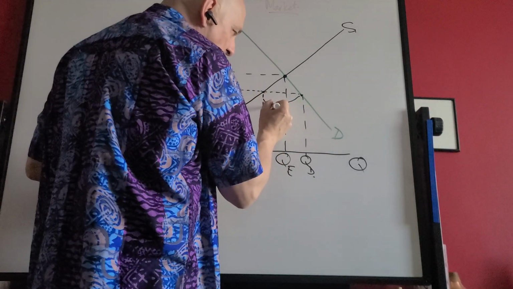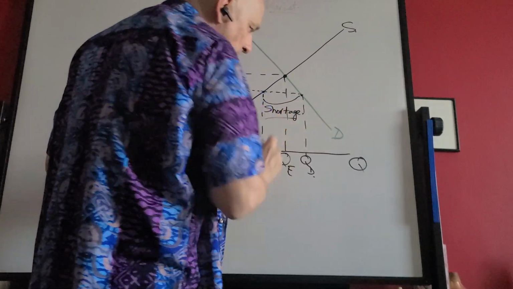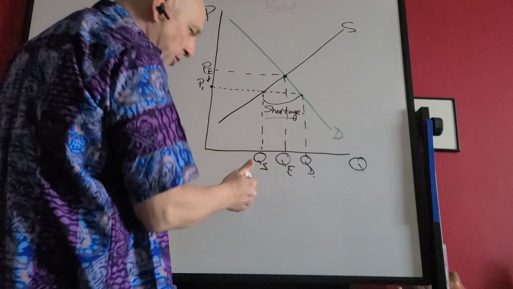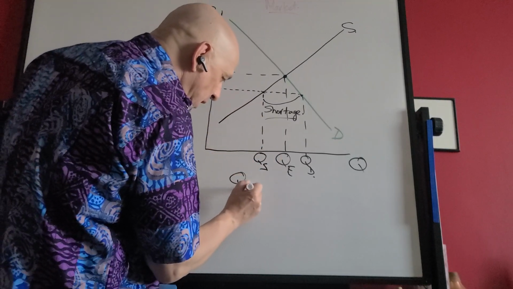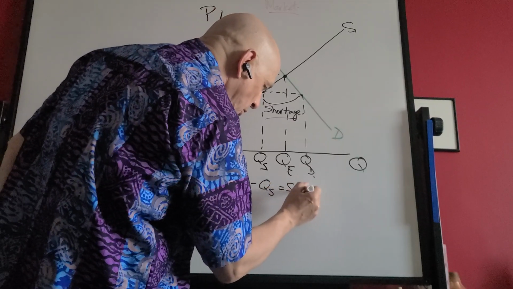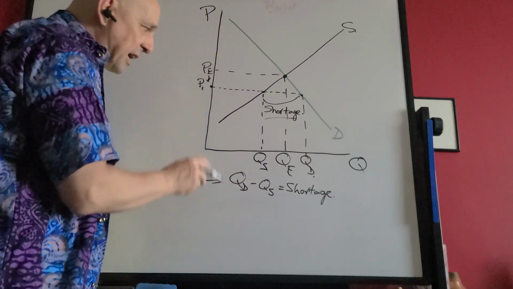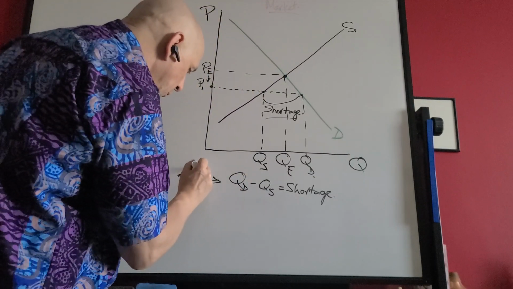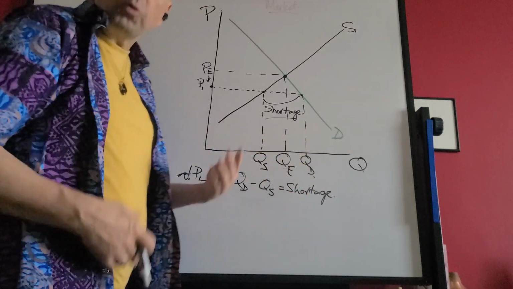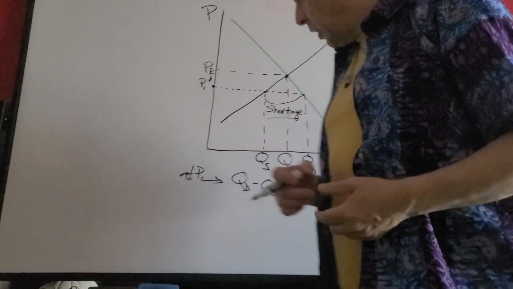So we call this a shortage, right? Shortage. And we can quantify that shortage. That is QD minus QS equals shortage, right? In this case, at P1. QD minus QS equals shortage. If those were numbers, we'd be able to calculate the amount of the shortage, the number that we are short.